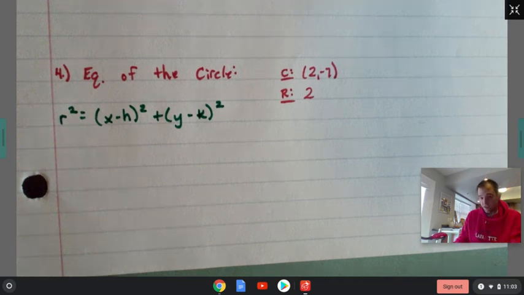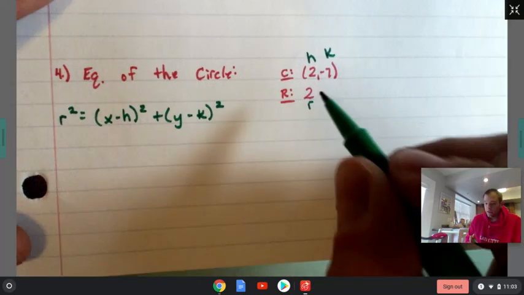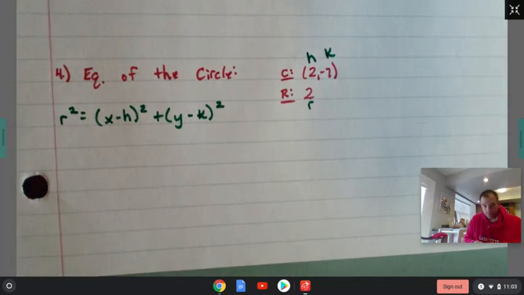On this example, I think it's actually a picture of a circle. I just couldn't draw a circle good enough. All you have to do is pick out the center and the radius. Remember, the center is always h and k, and the radius is r. Then we just plug them in wherever they go.